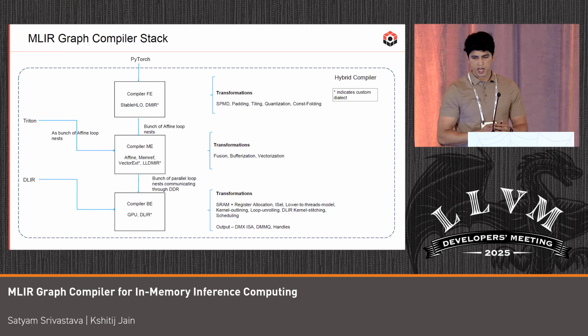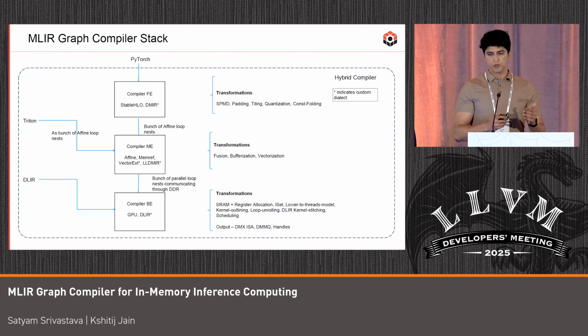Then comes the compiler backend. This is where our custom DSL, lowered into DLIR, integrates into the compiler. In the backend, we perform SRAM and register allocation, instruction selection, instruction scheduling, kernel stitching, and lowering to a thread model. Output of this phase is the DMX ISA, the assembly for our hardware.